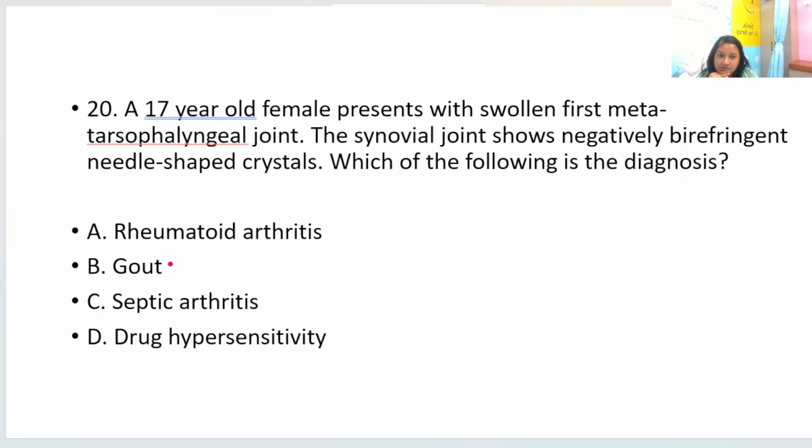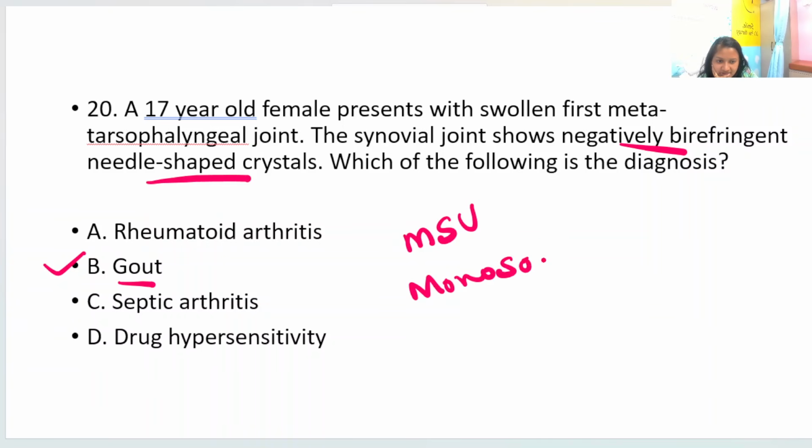And a 17-year-old female presents with swollen first metatarsophalangeal joint. The synovial fluid shows negatively birefringent needle shaped crystals. Which of the following is the diagnosis? Now you have a 17-year-old female and single joint involvement, and the synovial fluid is showing these typical negatively birefringent needle shaped crystals. This is all fitting into what? This is all fitting into gout. Okay, so these negatively birefringent needle shaped crystals are due to MSU, which is monosodium urate crystals, right? MSU, monosodium urate crystals, and they are diagnostic of gout. So here your answer is gout.